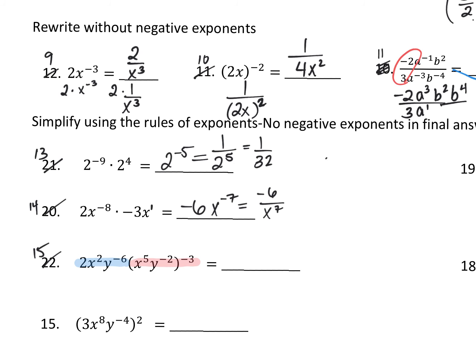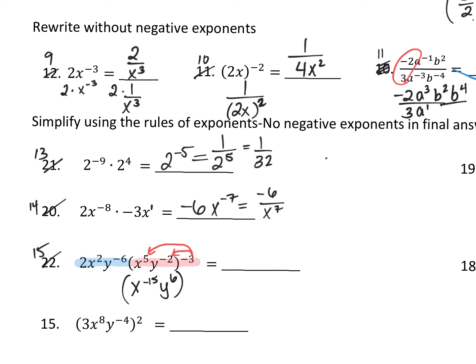So on these ones, I usually tend to just distribute my exponent and deal with the negatives on the end. Now, if you don't like to do it that way, you can rewrite it without the negative exponents and do that step by step. Right? There isn't one right method. So that gives me x to the negative 15, y to the positive 6, because we multiply our exponents when we raise a power to a power.